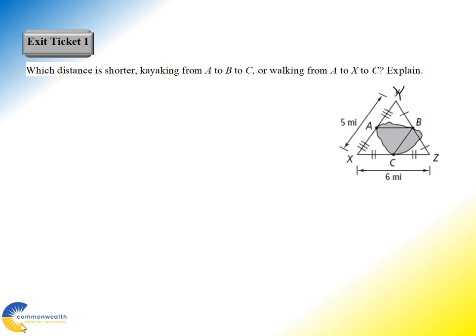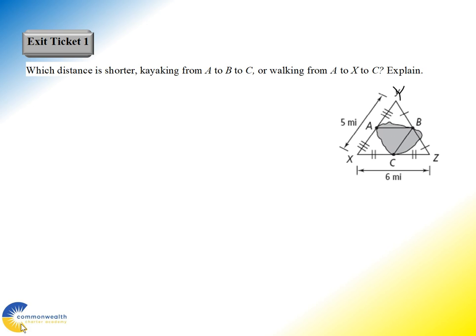So going over the solutions to today's exit ticket questions, the first one you were asked was whether or not it is shorter to kayak from A to B to C or walking from A to X to C. So what you see here is the figure. It's telling you that X to Z is 6 miles, X to Y is 5 miles. And by the markings, you can see that A, B, and C are the midpoints of their respective sides of this triangle that's formed.